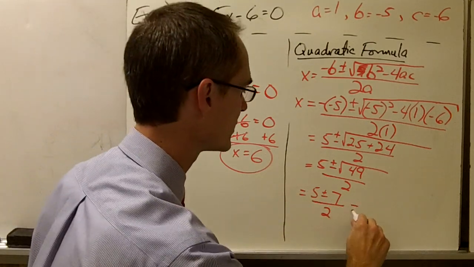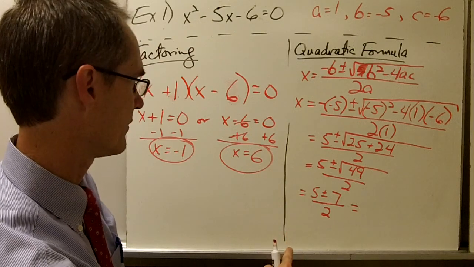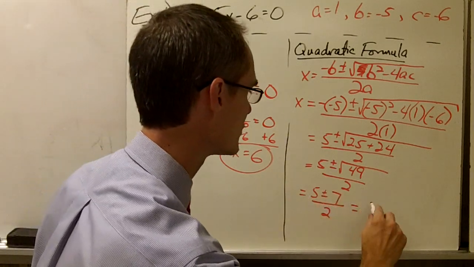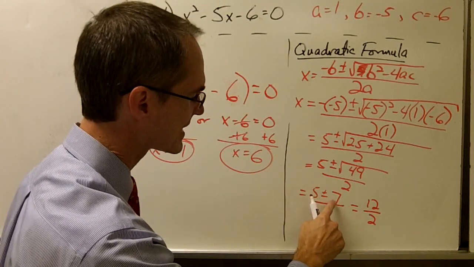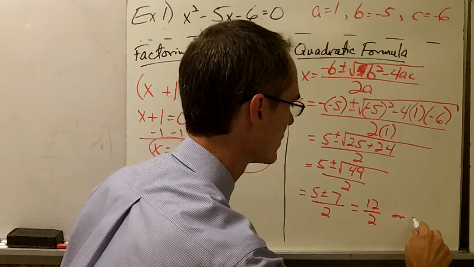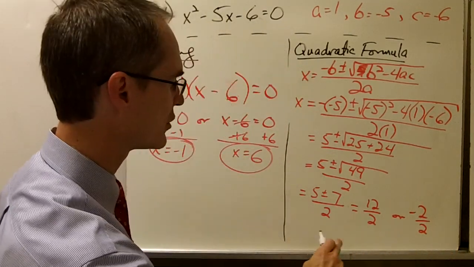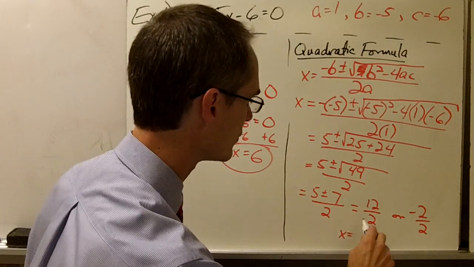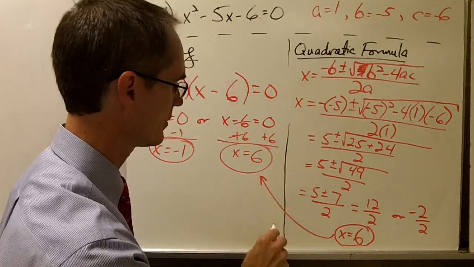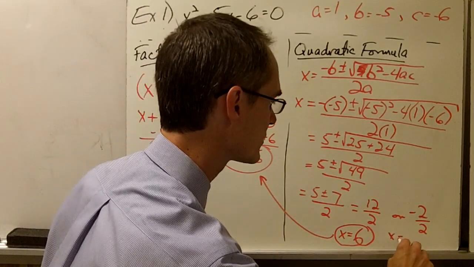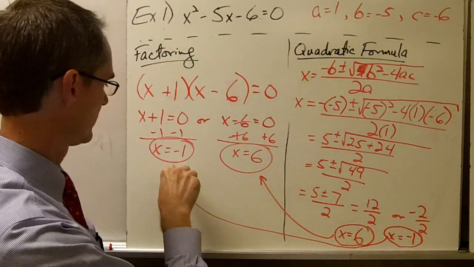Now if I just split this up into two fractions here, let's see, I've got 5 plus 7, which is 12, divided by 2. And then I've got 5 minus 7, which is negative 2 divided by 2. And I can see now my two values for x are going to be x equals 12 divided by 2, which is 6. That was my first answer here. Or x equals negative 2 divided by 2, which is negative 1. And that's my other answer.